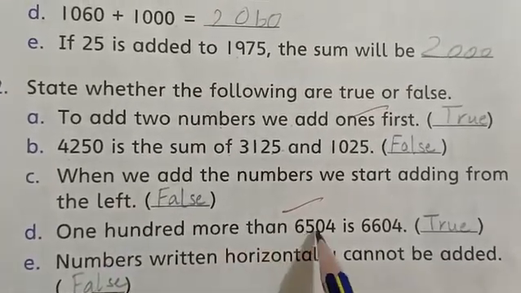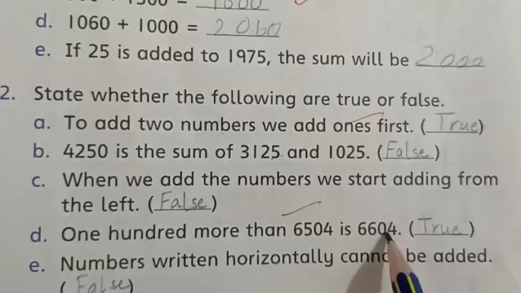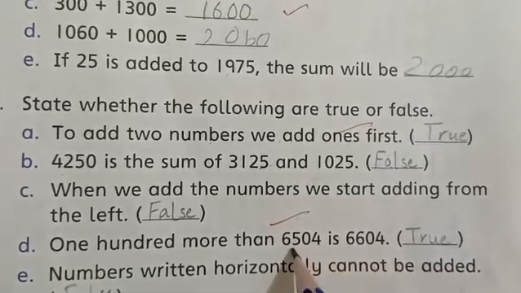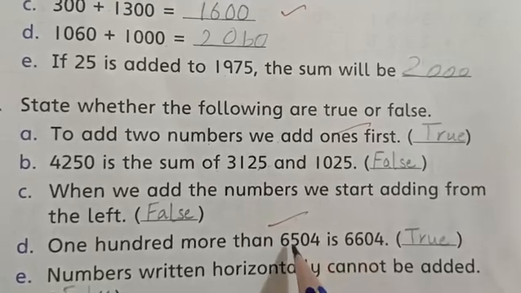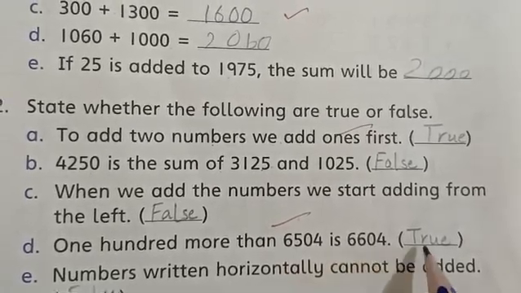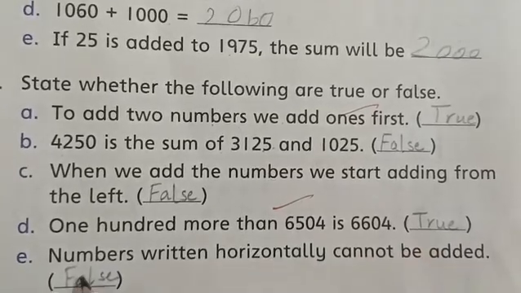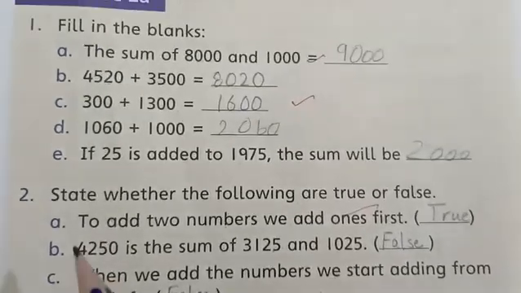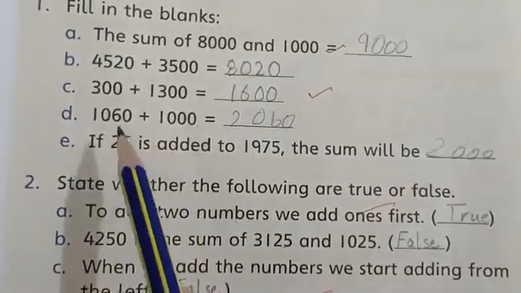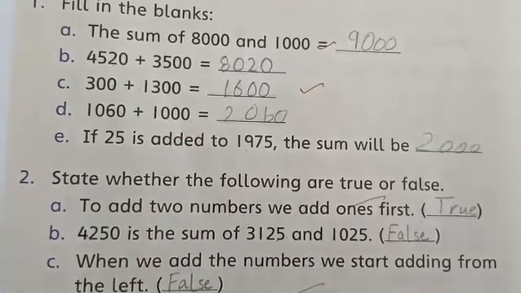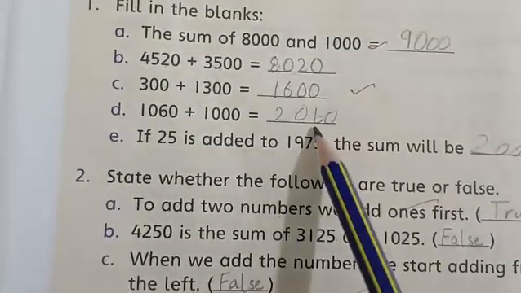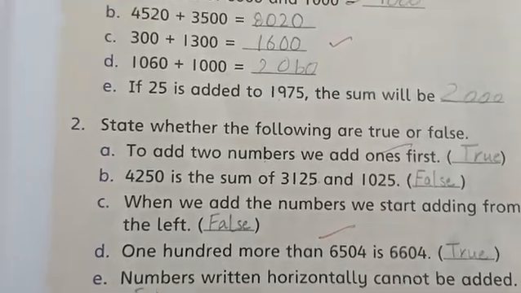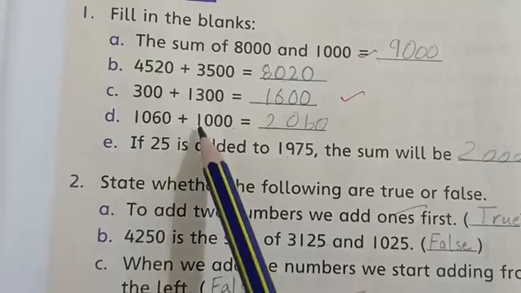100 more than 6504 is 6604. Yes, it is true. Look at the hundreds place value. It is 5 and it becomes 6. When we add 100 to it, it becomes 6604. Yes, it is true. Numbers written horizontally cannot be added. It is false. Look at this. It is horizontal form. When we add these numbers, we get the answer. So numbers written horizontally can be added.